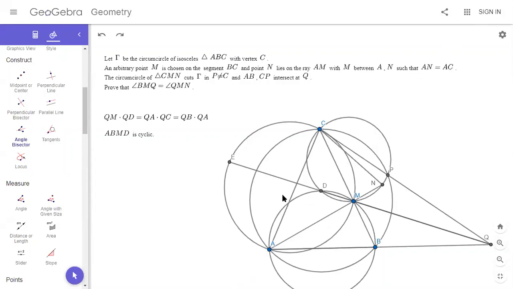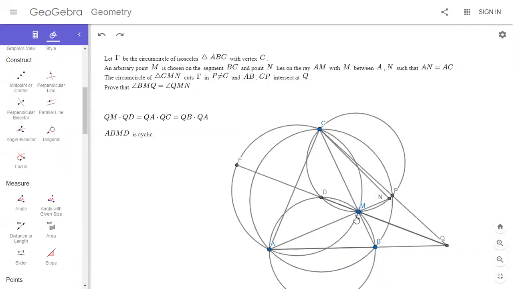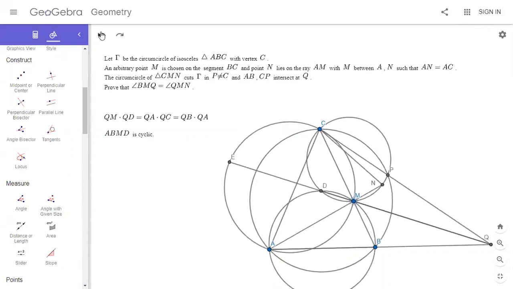Yeah, now maybe we could use stuff like, does EC equal EA equal EB or something? Let's see. You could also move M around to see if D moves. Yeah, it does. I think D is the in-center of ACM.